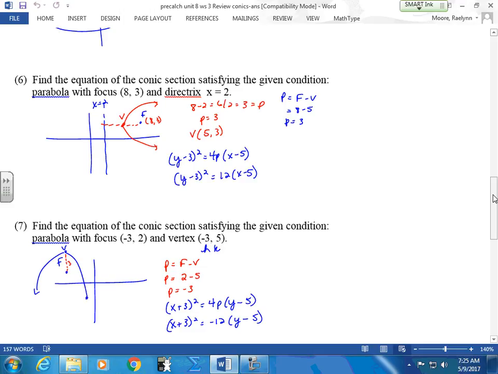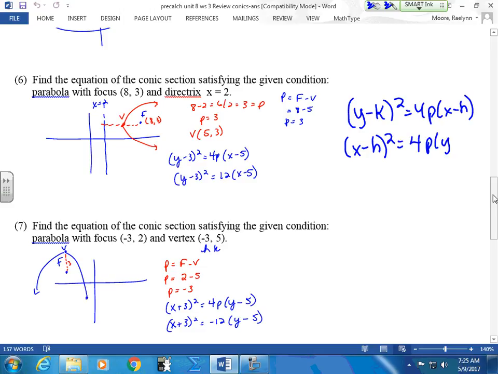And remember, I want them in this format. Or when it's this way. The X always goes with the H. The Y always goes with the K.